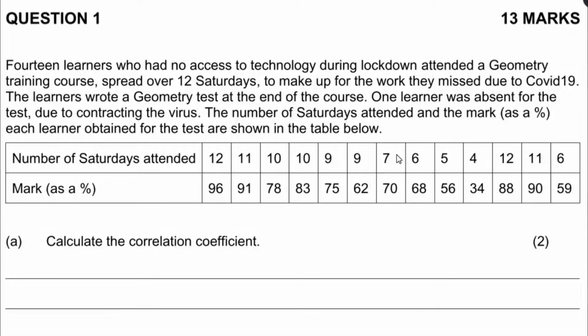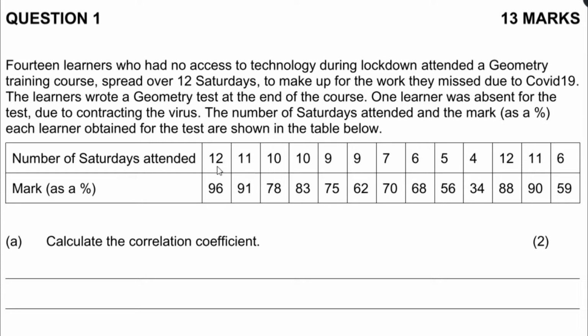So this question says 14 learners who had no access to technology during lockdown attended the geometry training course spread over 12 Saturdays to make up for the work they missed during COVID-19. The learners wrote a test at the end of the course, and one learner was absent for the test due to contracting the virus. The number of Saturdays attended and the mark as a percentage each learner obtained for the test are shown in the table below. Okay, these are each of your 13 learners.